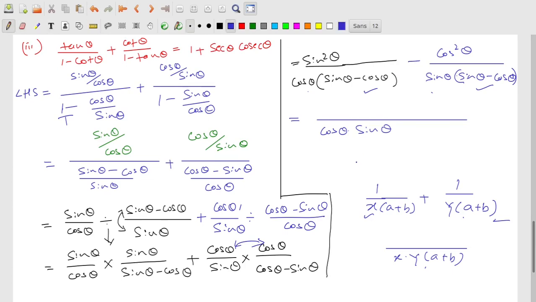Okay, fine. So now we have the same terms, and the LCM is sin theta minus cos theta. If you multiply sin theta with this expression, you will get the LCM, so I will take that sin theta in the numerator. If you multiply cos theta with this expression, you will get the LCM, so I will take cos theta in the numerator. Let me just remove this part.